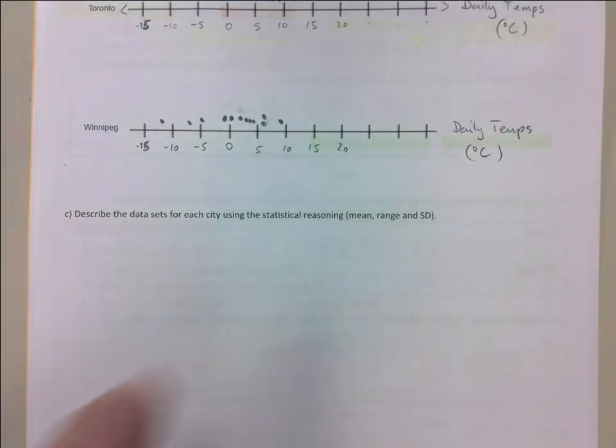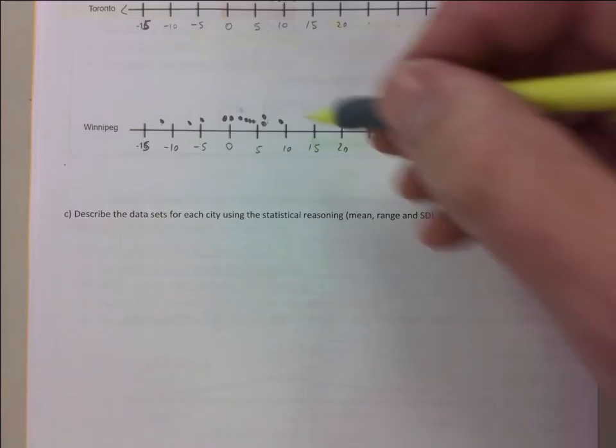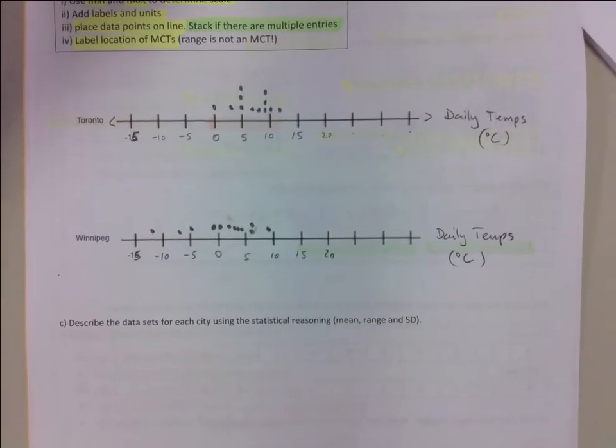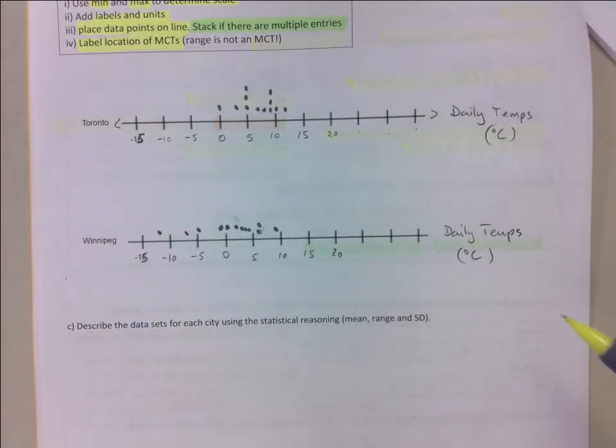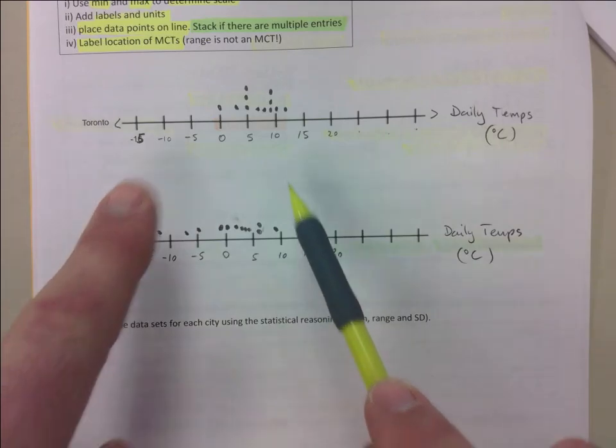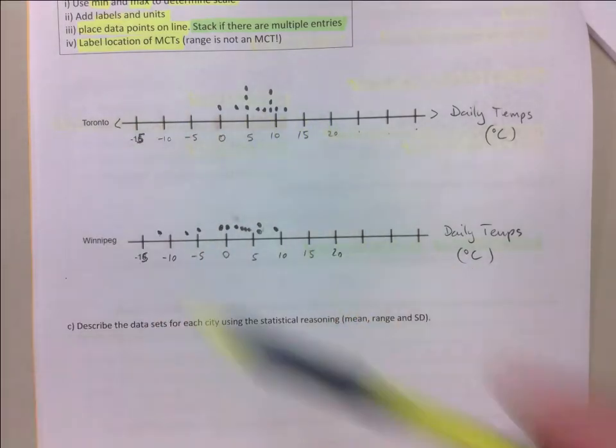So that's it. And the highest I get is 9. So that's it. That is my line plot for Winnipeg. I know you're not as excited as I am, right? But can you see that Winnipeg is more spread out and that Toronto is a bit more clustered?